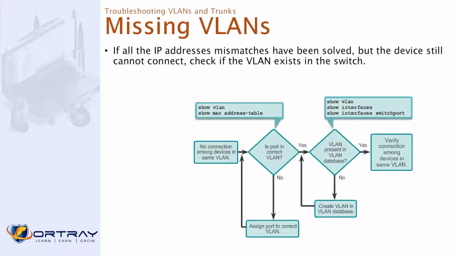The interface mismatches have been solved, but the devices still cannot connect. Check that the VLAN exists: show VLAN, show MAC address table. If there is no connection among the devices in the same VLAN, assign the port to the correct VLAN. Is it assigned? If not, check that the port is in the same VLAN.